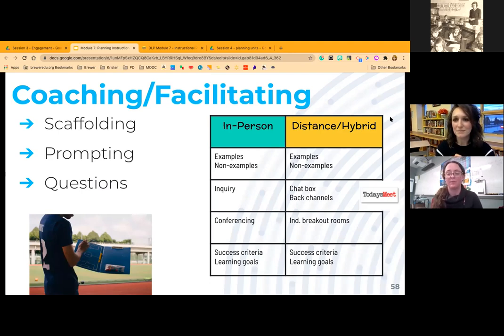And through the distance and hybrid model, we can do some of those as well. So we can still give examples and non-examples. Chat box and back channels and Today's Meet are tools. I know Kristen filled me in on some of those that I want to try in my classroom, where it allows the students to talk amongst each other, ask questions, and communicate. Then we can check on them after the fact and keep that conversation going, which I know can be very difficult with distance and hybrid learning. Individual or independent breakout rooms allow that coaching and facilitating to happen. And again, success criteria and learning goals can be used for distance and hybrid learning as well.